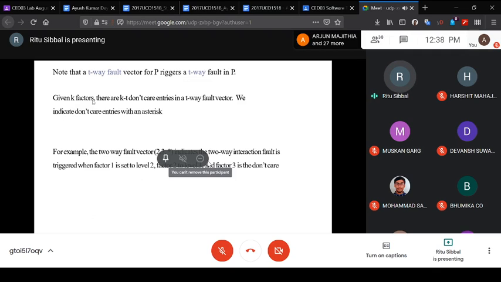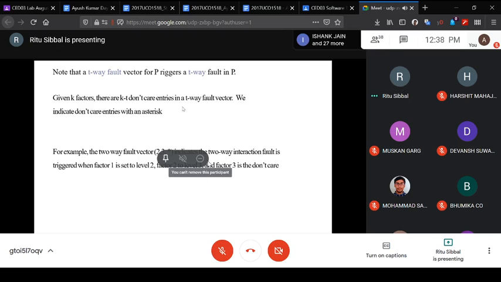So suppose there are K factors, मतलब X, Y, Z, suppose X, Y, Z 3 factors हैं. So it means that there are K minus T don't care entries in a T-way fault vector. अगर सोचो, just take an example, K is equal to 3, ठीक है ना? X, Y, Z 3 factors हो गए. Now I am talking about a two-way fault vector.